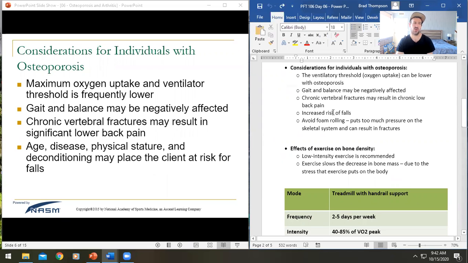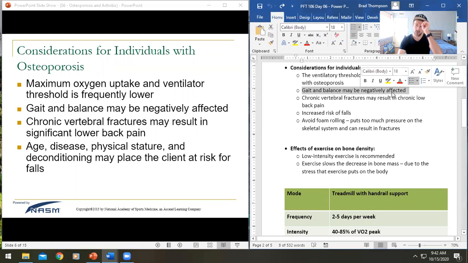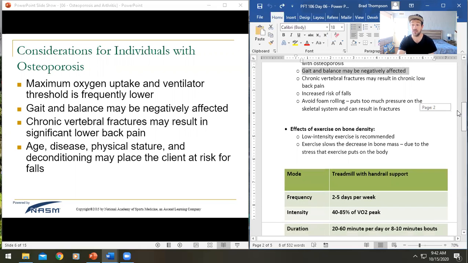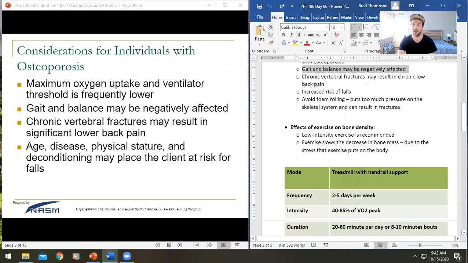Also, sometimes they'll do just a breathing test to see how much lung volume and lung power you have. That's another version. That one doesn't measure what's going in versus what's going out. That's just you breathing into a tube and this little ball. They're seeing how high you can raise that ball up off the bottom. You're also going to see your gait and your balance may be negatively affected. So already right there, with osteoporosis clients, we are probably going to spend a lot of our time working on balance.